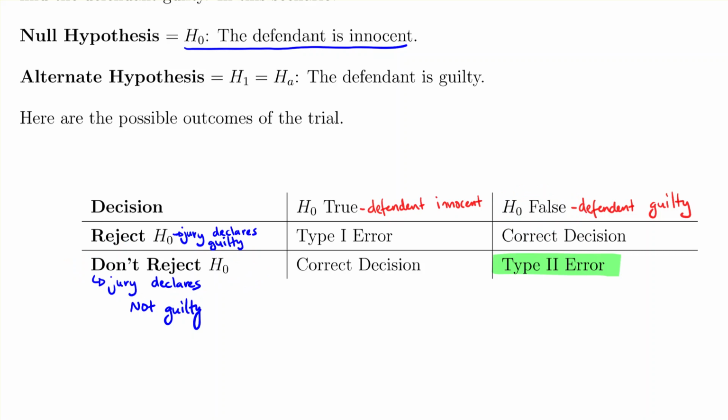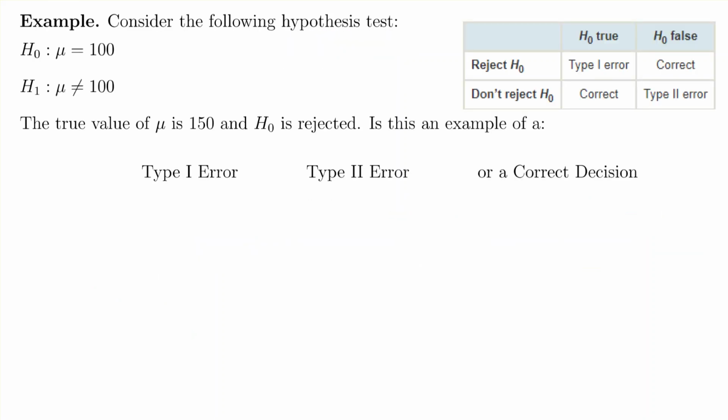Now, all of this was in the context of what tried to be a real-life example. Let's go through these same ideas, but more so in the notation that we would commonly see with our null hypothesis and alternate hypothesis. So here I have my example. It says, consider the following hypothesis test. And again, right now we're just working with the reasoning of the hypothesis test.